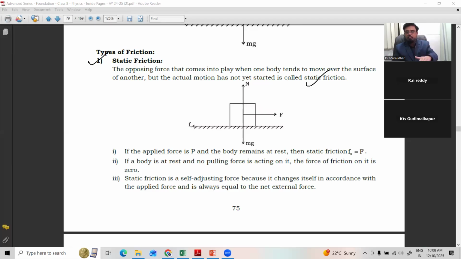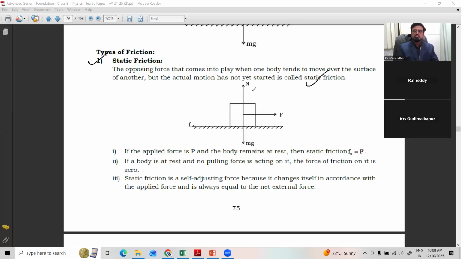We place one body over the other. We are planning to start moving, but it is not moving. Why? Because the applied force and frictional force are the same. It is about to start. Such a friction is called static friction. Very, very high friction this is. On every two bodies which are in contact and are at rest, the static friction will come into play.